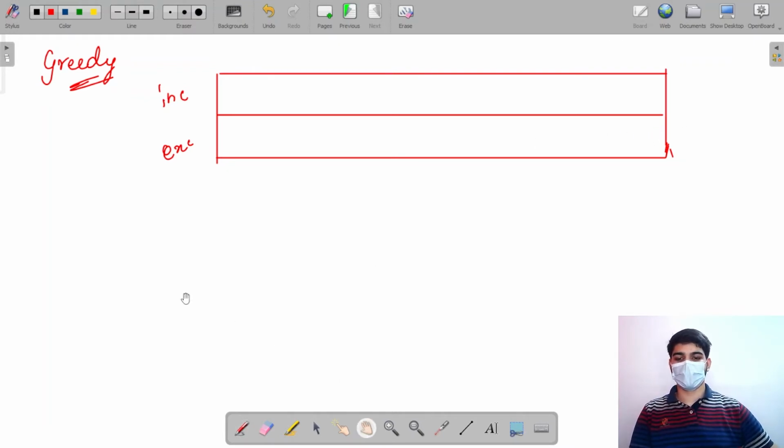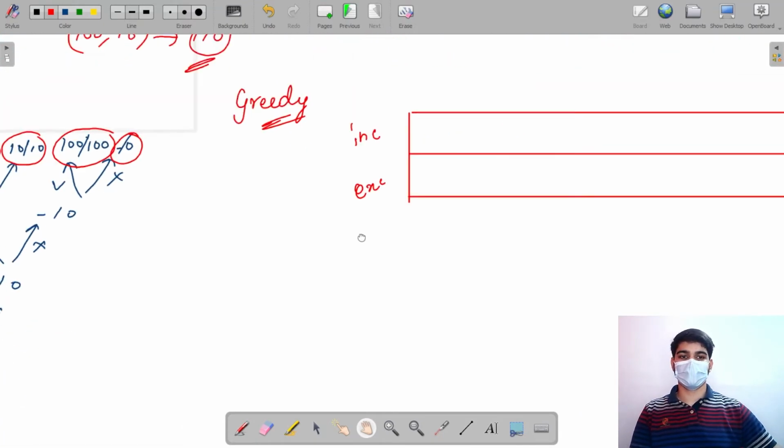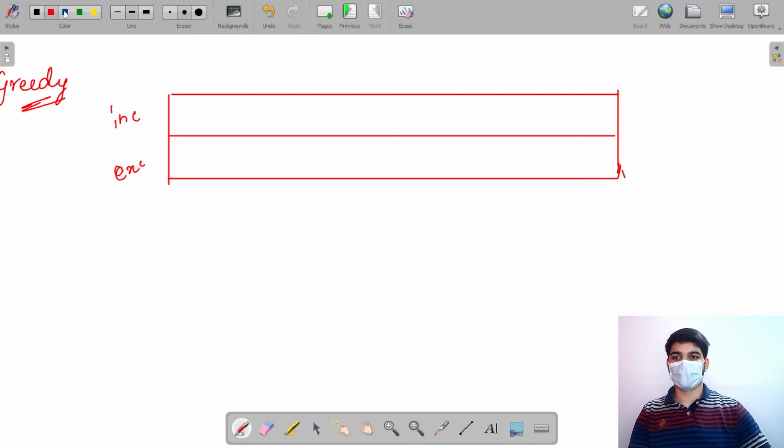So in this case, the input array was of size 5. So what I can do is, across every index, I would write the element. So for 5, 10, 10, 100, and 5, this is the array that we have.